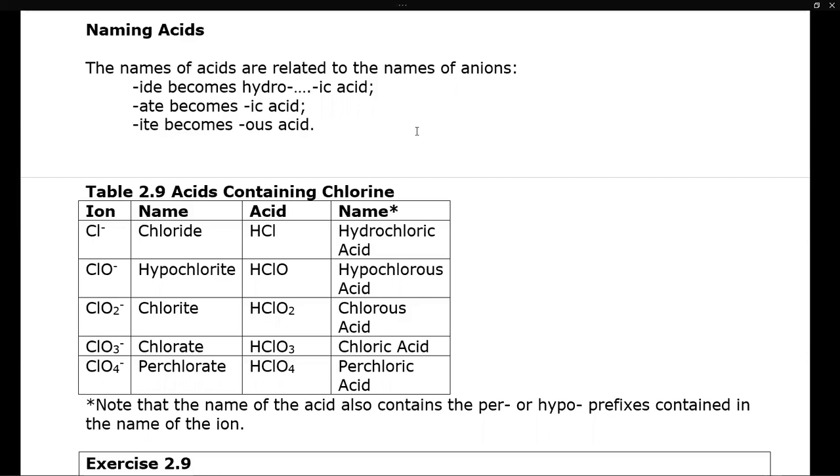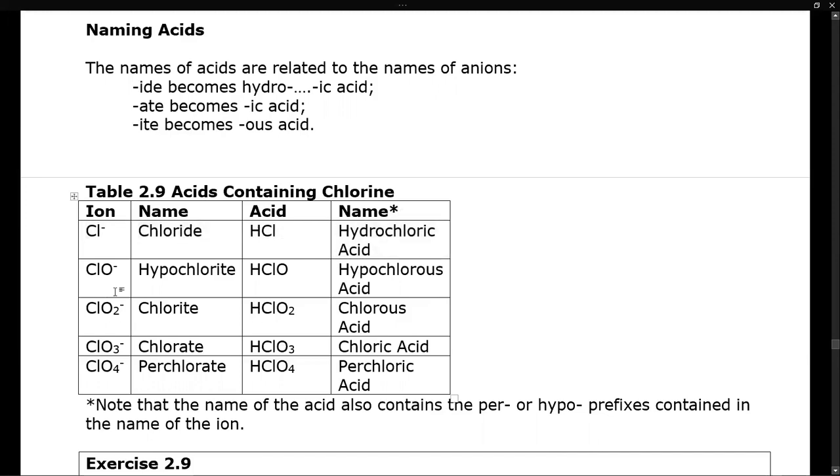ATE ending ions will become IC ending acids, and ITE ending ions get OUS endings on the acid. The table below shows different ions and what the corresponding acid would be. If you take that first one here, you've got chloride forming hydrochloric acid. You get the hydro prefix and the IC ending.